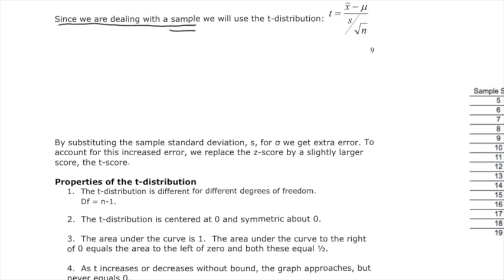The reason that we're going to use that t-distribution is because when we're dealing with a sample, we're using S instead of our population standard deviation, so we're getting some extra error. To account for this increased error, we replace the z-score with a slightly larger score, that's our t-score. So that makes us a little bit more conservative with our estimation, which is good.